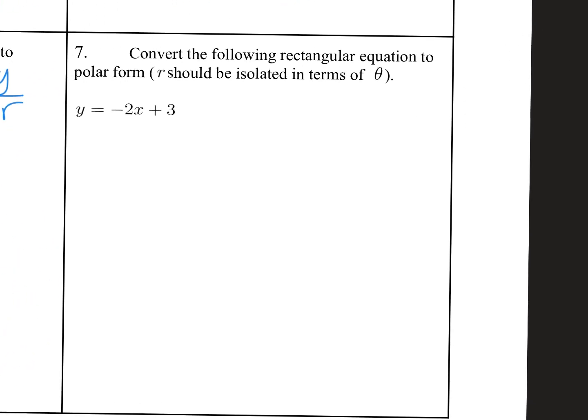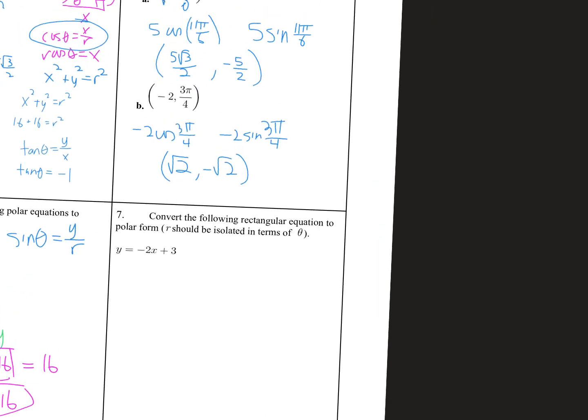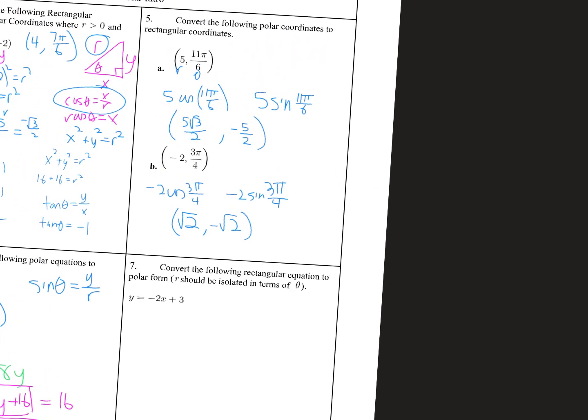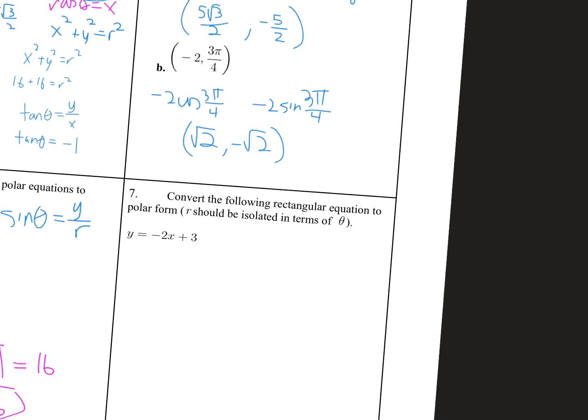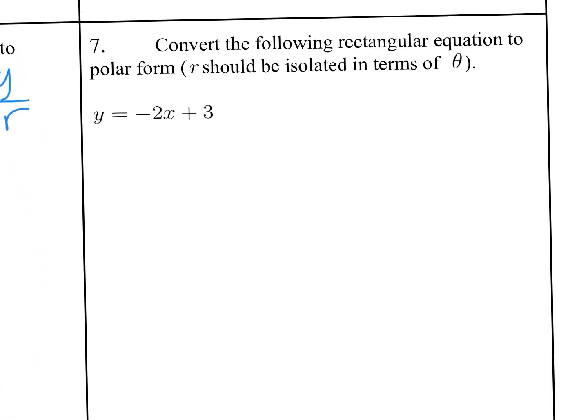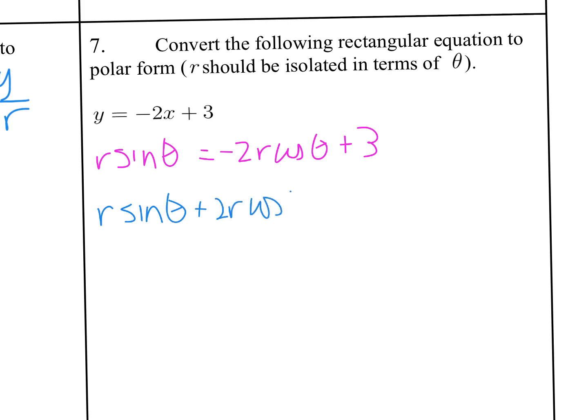Convert rectangular to polar. R should be isolated in terms of theta. Well, we just talked about y is r sine theta, and x is r cosine theta. So r sine theta equals negative 2 r cosine theta plus 3. So let's go ahead and move the r cosine theta thing over to the left side. Factor out the r.